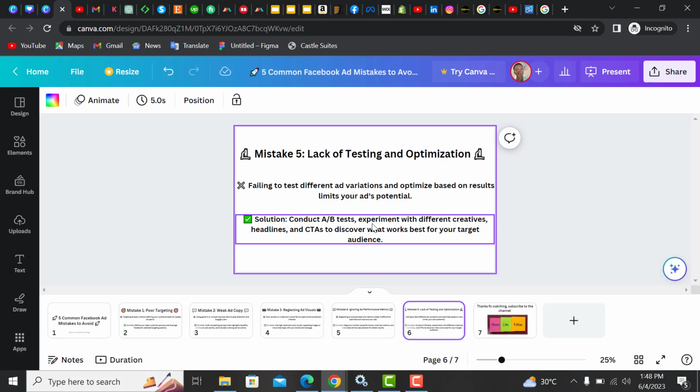So I believe you'll be able to learn these 5 common mistakes that people make, and I believe you should try avoiding them for yourself and for your businesses.